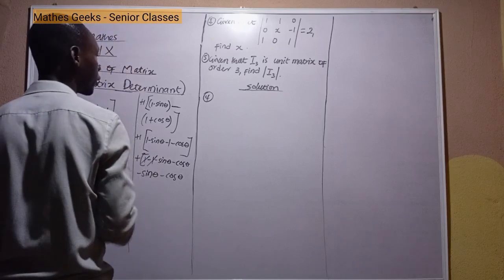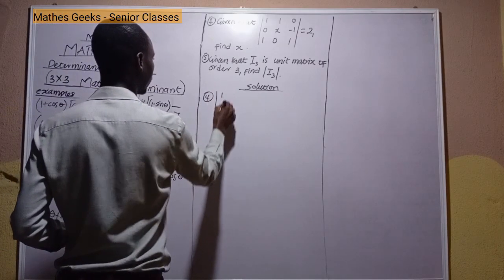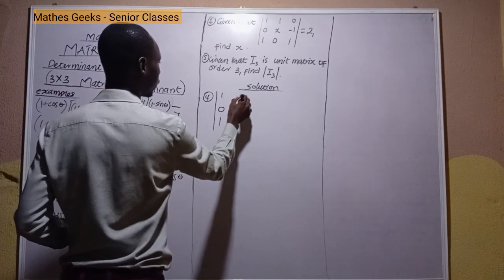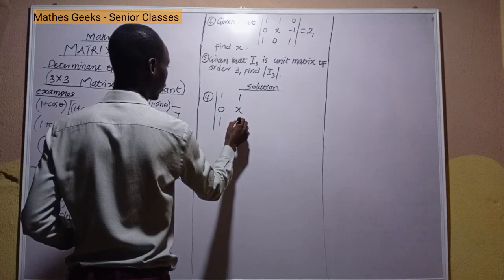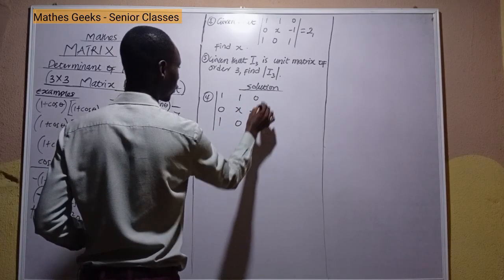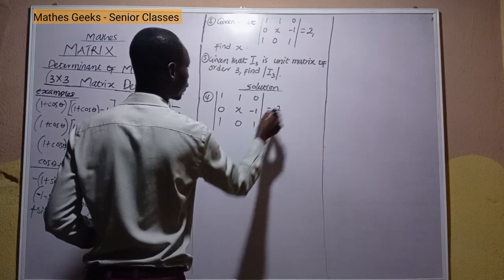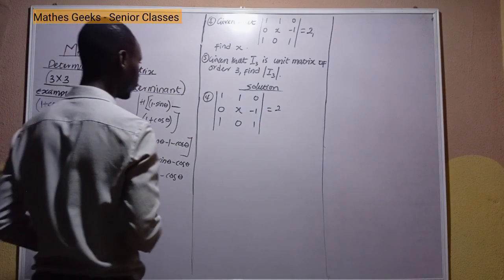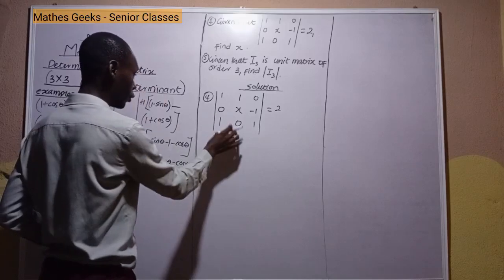And so, given that the determinant of the matrix [1, 0, 1; 1, x, 0; 0, -1, 1] equals 2, find x. So let's get the determinant of this matrix.